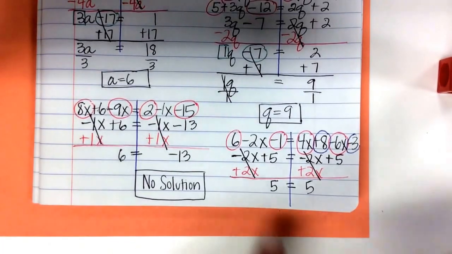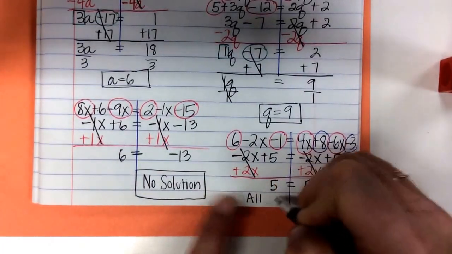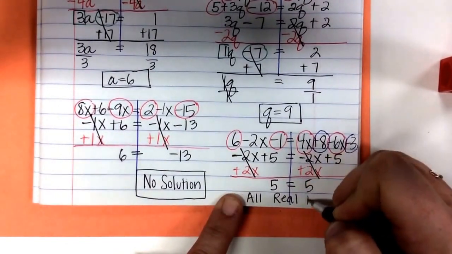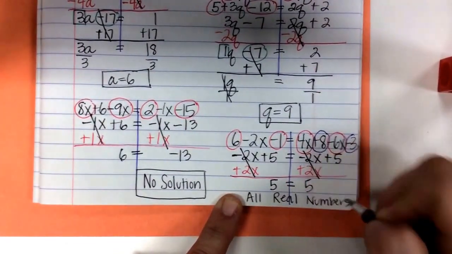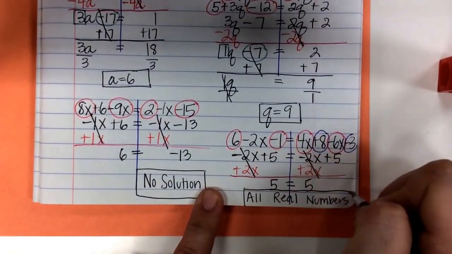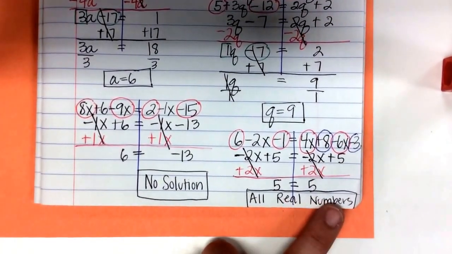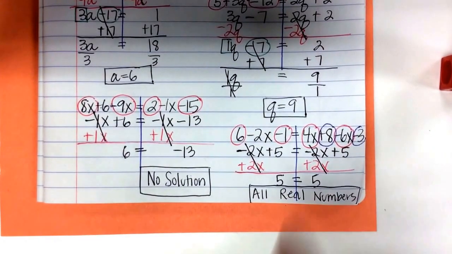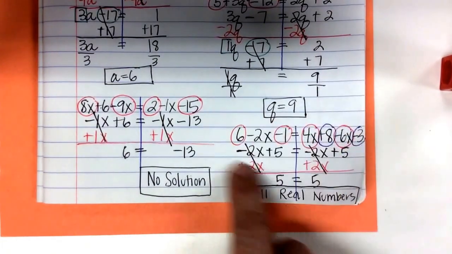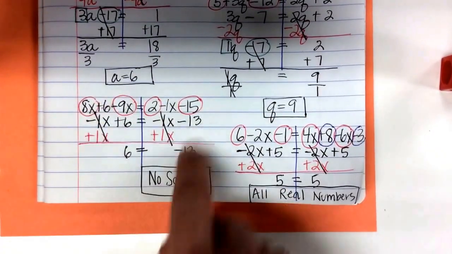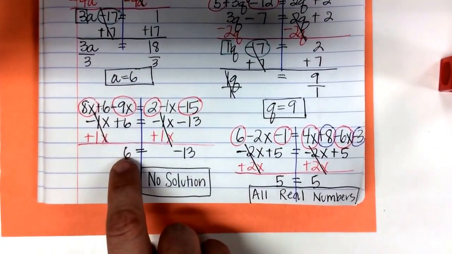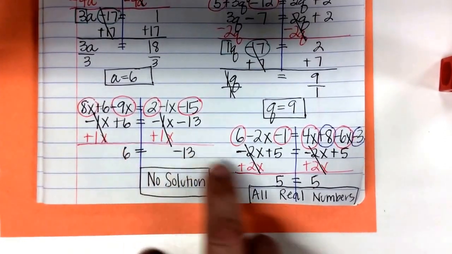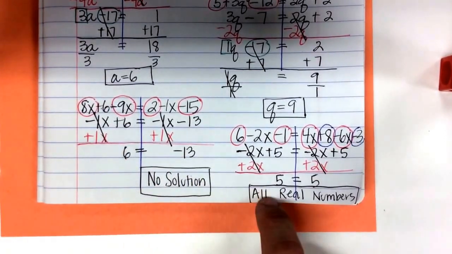5 does equal 5. So this answer is all real numbers because it works. Every single number you could ever guess would work for this problem. This answer has all of the answers. This answer has no answers, because 6 does not equal negative 13. No solution. 5 does equal 5, all real numbers.